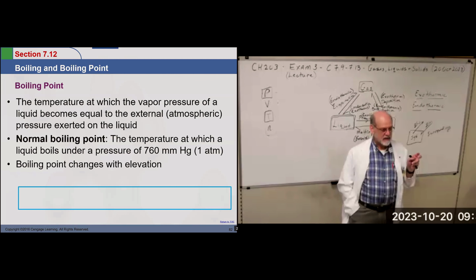Okay, all of this change in boiling point is due to the pressure on the surface of the liquid. If there's more pressure, you have less evaporation. So in order to get it to boil, you've got to add more energy to it. It's fighting against that external pressure.